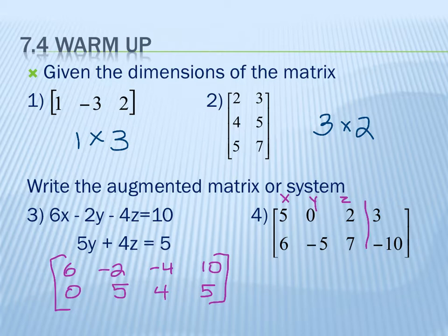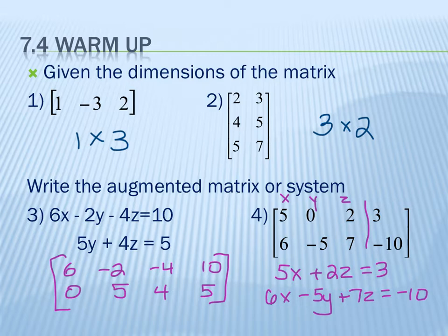So for matrices, it'd have to be at least 2 columns? Because it has to have the equal sign in one of them. There can be a matrix that doesn't necessarily represent a system. A matrix could be a 1 by 1. It could be the number 2. But in order to use matrices to solve a system, yes, you'd need to have those variables. So then this one is 5x, no y, plus 2z equals 3. 6x minus 5y plus 7z equals -10.